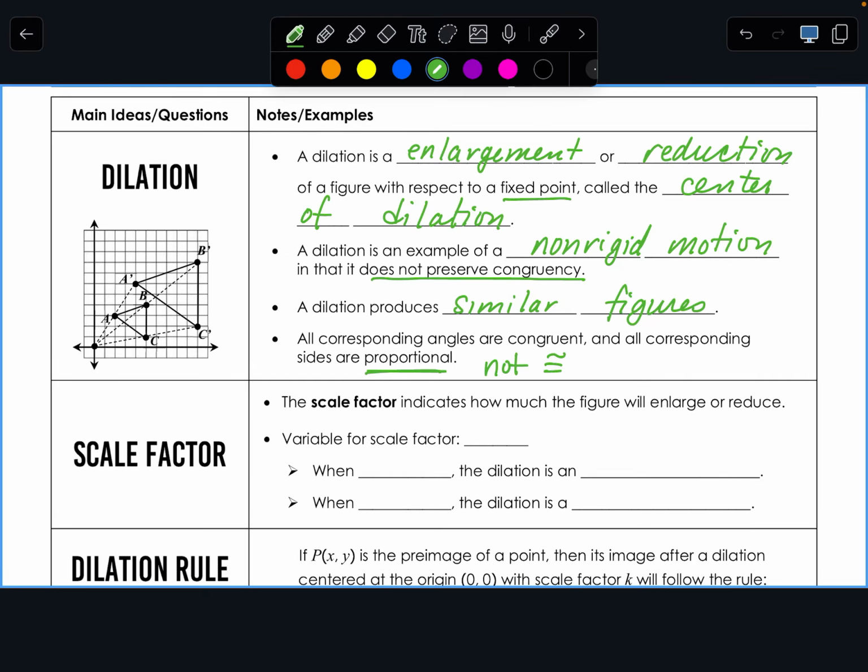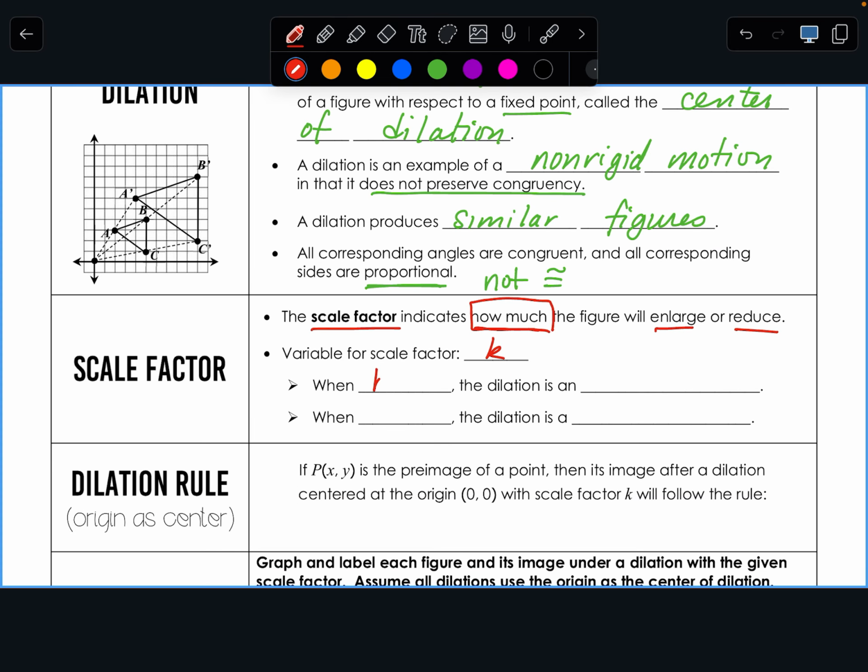We call that change, whatever we're going to use to change our figure, our scale factor. That's how much we will enlarge or reduce. So scale factor is how much. We use the variable lowercase k. So when I gave you the rule yesterday, it was kx and ky because we're multiplying that times it. So when k is greater than 1, that's an enlargement. And when k is less than 1, that's a reduction.